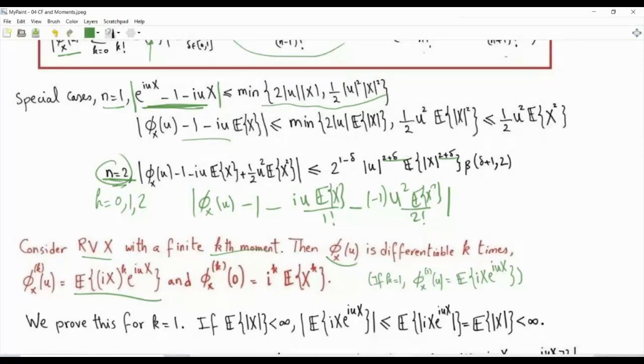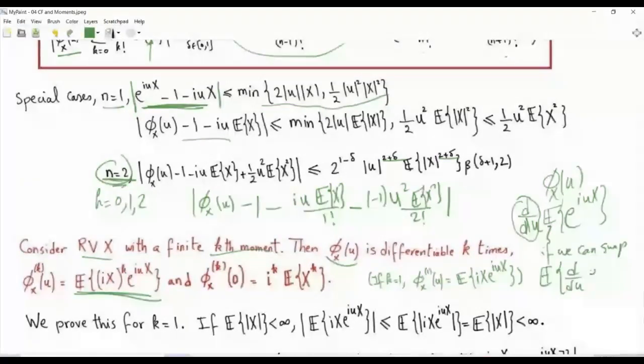Expectation of ix to the k e to the iux. And basically this expectation here is what you get if you are allowed to interchange differentiation and expectation, right? So phi x of u is this expectation, e to the i ux, right? So if you try to differentiate it, let's say one time, d by du, you have a problem, which is that you have differentiation, and then we have expectation. And basically, it is not generally true that you can interchange these two. But if we can swap, basically we can bring this differentiation inside, and this will bring down ix e to the iux, something like this, right? So this is if this swapping is allowed.